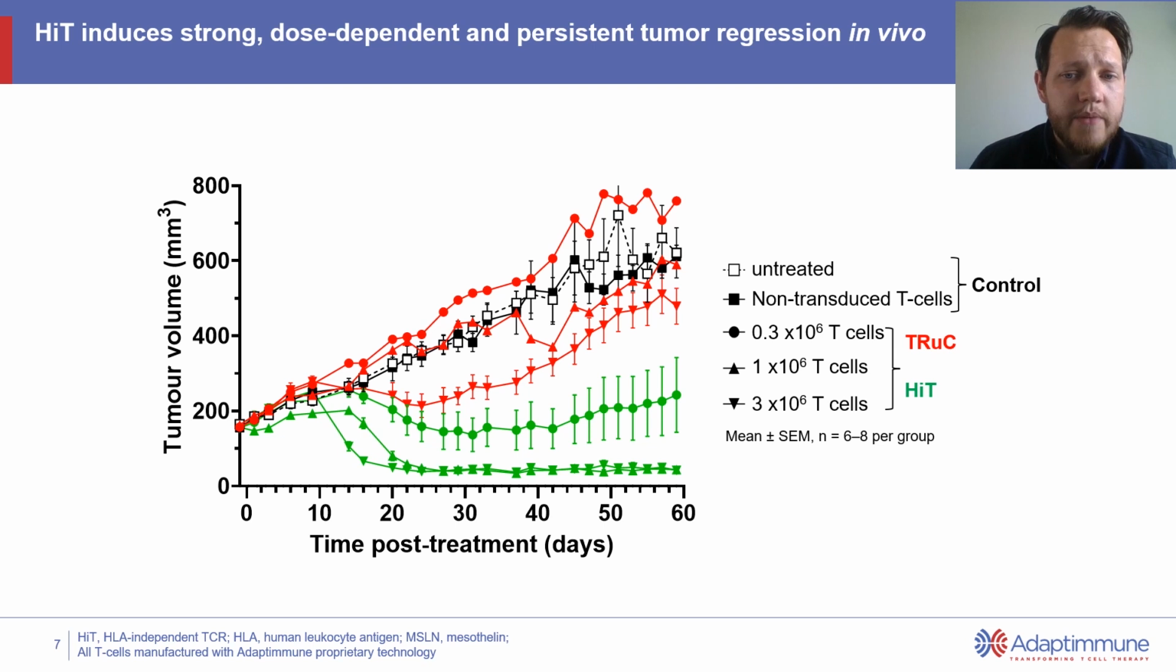Lastly, we sought to determine if our HIT T cells will be efficacious in vivo. Immunodeficient NSG mice were implanted with human pancreatic CAPAN2 mesothelin-expressing tumor cells, and T cells were administered by a single IV injection. Mice were treated with our HIT T cells with increasing doses or injected with control cells. Strong, dose-dependent and persistent tumor regression was evident at doses greater than 1 million HIT T cells, as shown in green. We also tested our version of the anti-mesothelin TRuC T cell, shown in red. Our HIT T cells demonstrated superior efficacy to the TRuC even at lower doses.